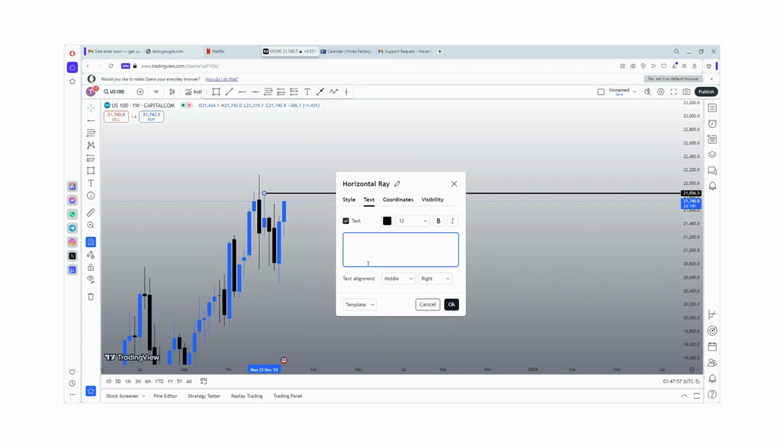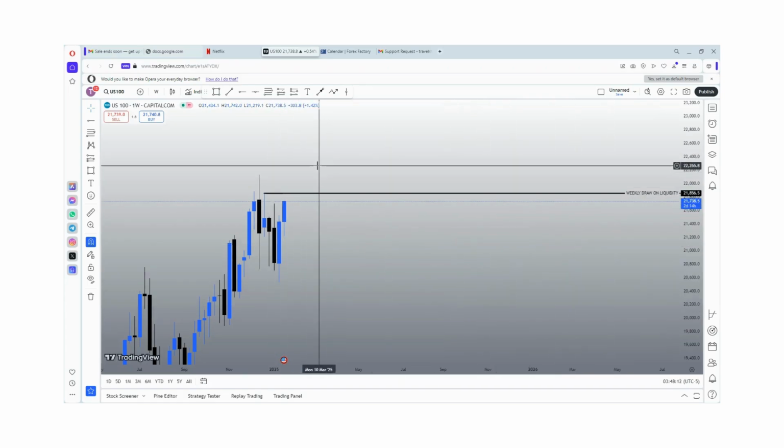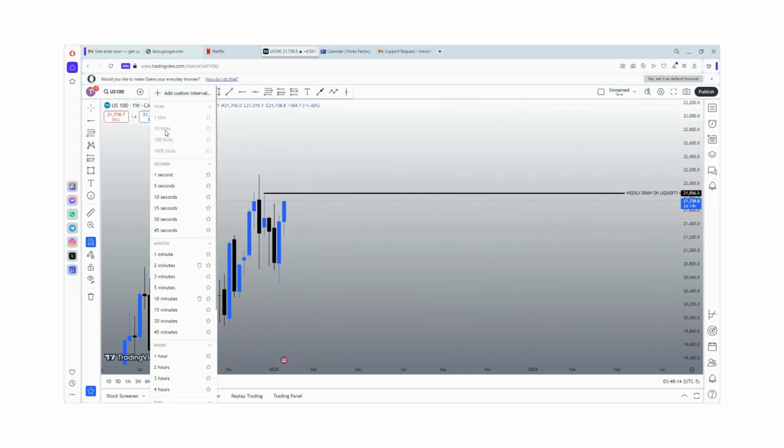So I can just write here weekly draw on liquidity. Analyzing the market can be very simple. You don't have to complicate it. So I have this line, weekly draw on liquidity. So what do I then do? I go to my daily time frame.